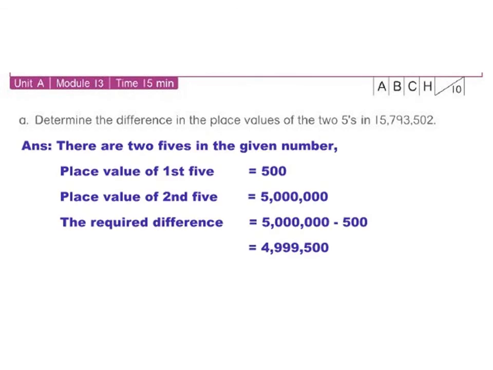So here is the answer. There are two fives in the given number. The place value of the first 5 is 500 and the place value of the second 5 is 5 million. So the required difference will be 5 million minus 500, which will give us 4,999,500. So that is the answer.